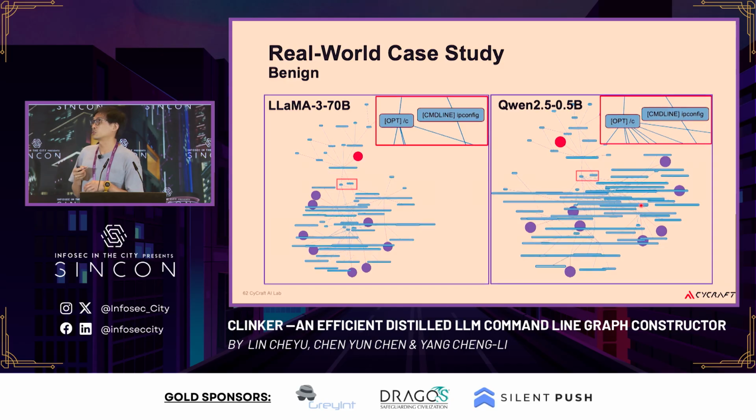Next, let's look into different parts of the graph. First, a graph consisting of benign events. As you can see, both the graph from the Llama 70 billion model and the distilled model show a similar pattern in how benign events connect to the malicious events. That is through these two tokens, the /c and ipconfig.